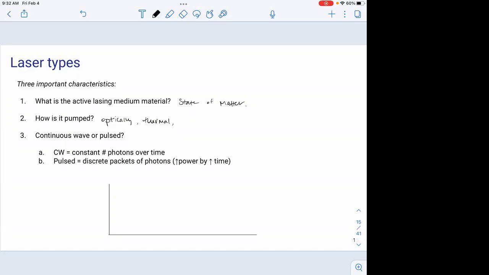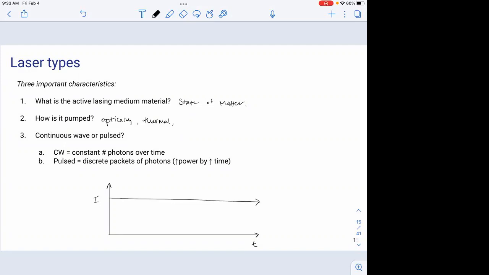And then the last question you have to ask yourself is, will your laser have a continuous wave or will it be pulsed? A continuous wave is the consistent, constant number of photons that make it through your transmissive mirror at a time over time. So if you have time across the x-axis here, and intensity of light emitted on the y, a constant wave laser would have a constant amount of intensity being emitted from it.